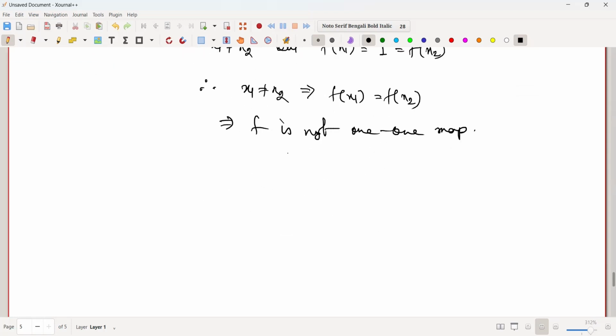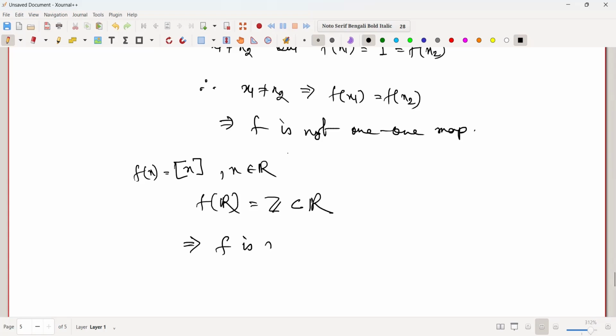And again, f(x) is equal to [x]. This f of R, for x belonging to real numbers, is precisely the set of integers. f of R is what? f of R is Z, and Z is a proper subset of R. So that implies f is not an onto map. Okay.